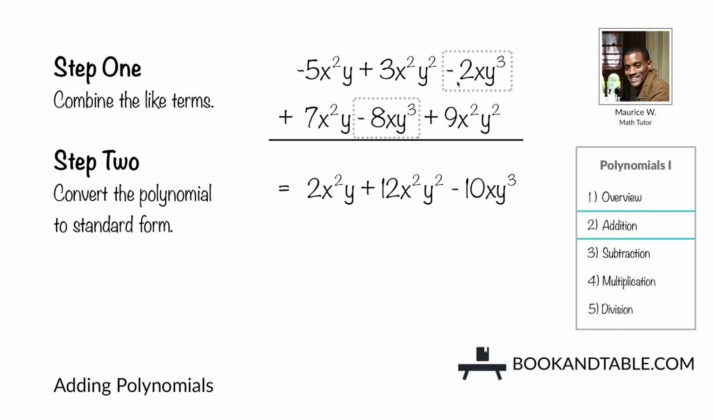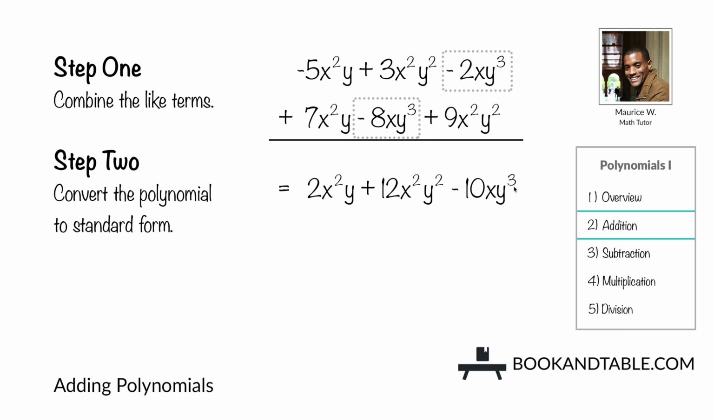And then you go to the next term in the first polynomial. So you go to the first term, combine it with any like terms. Go to the second term, combine it with any like terms. You go to the last term, negative 2xy cubed, and you combine it with any like terms, which in this case would be negative 8xy cubed. And when we add their coefficients, we get negative 2 minus 8, which is negative 10xy cubed. So after we add the two polynomials, we get 2x squared y plus 12x squared y squared minus 10xy cubed.